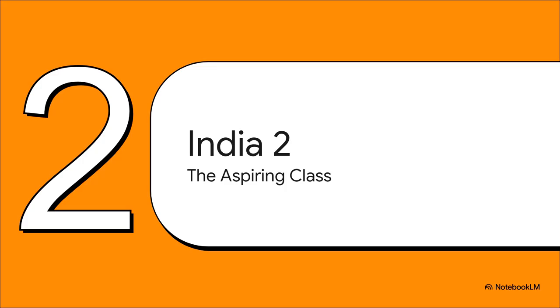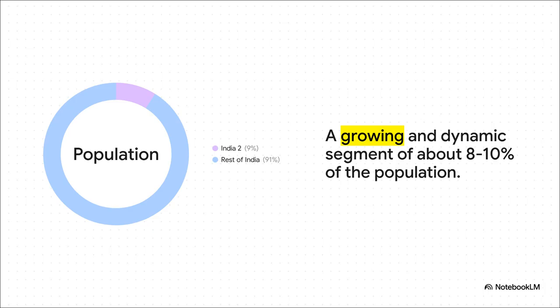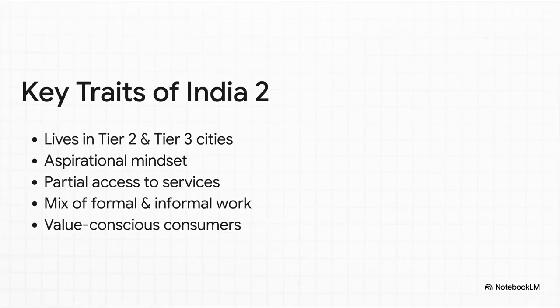Okay, let's move down the pyramid a bit. Next up, we've got India 2. And this group is super dynamic and incredibly important. This is the aspiring class. So in terms of sheer numbers, they're about the same size as India 1, maybe around 10% of the population. But here's the key difference. This group is growing fast, both in numbers and in their economic clout. The one word that sums up India 2 is aspiration.